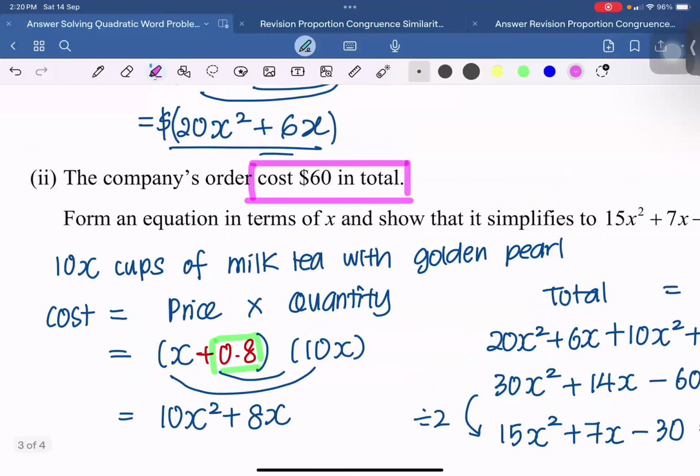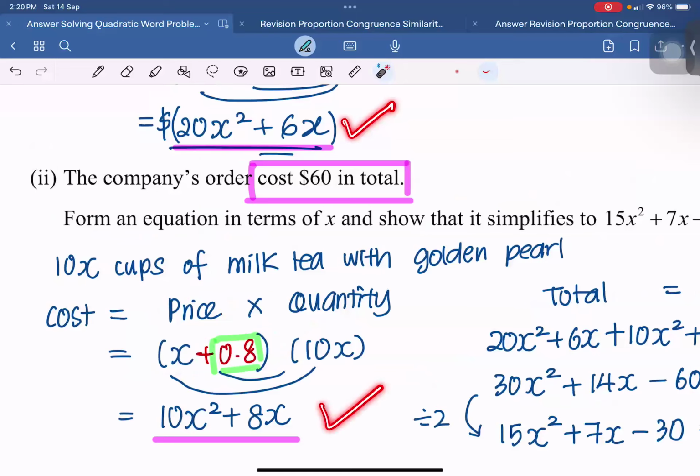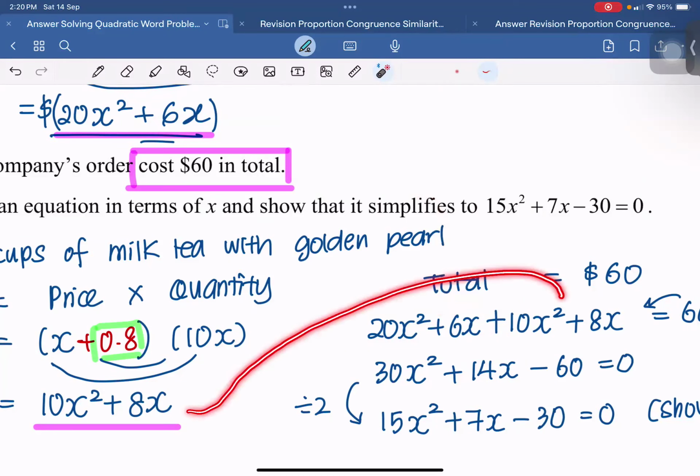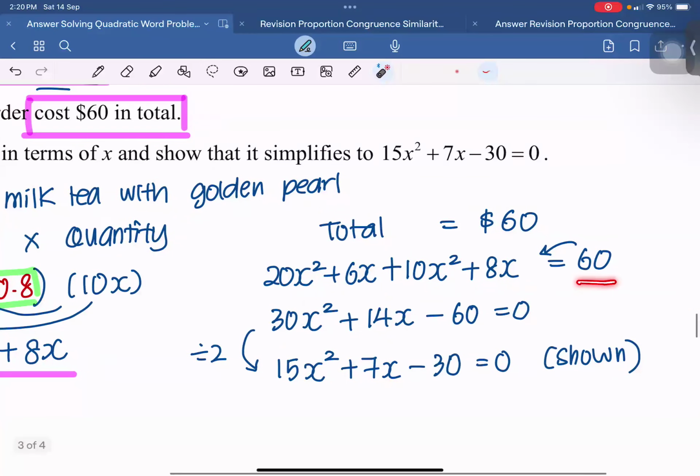Then we have our previous 20x cups and the 10x cups. They say the total is $60. So I take this one and this, the two of them, and add them together, total, right? So add these two portions together: copy down 20x squared plus 6x, copy down the 10x squared and 8x, everything is in dollars, so we're happy, equals 60. Okay, can you tell me one thing I need to take note of? This is equal to 0.